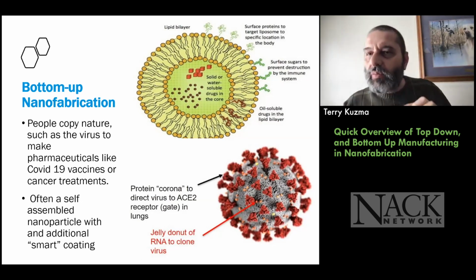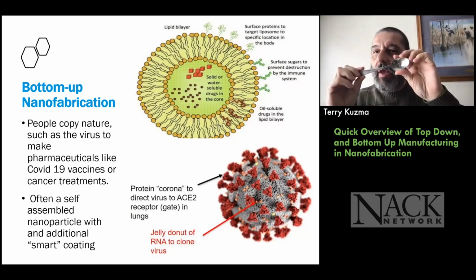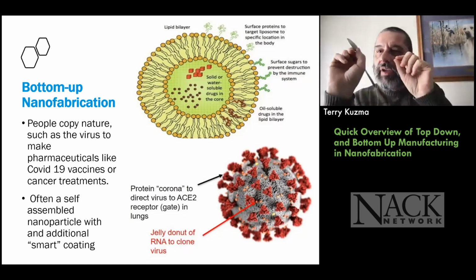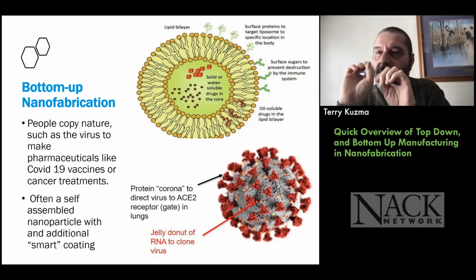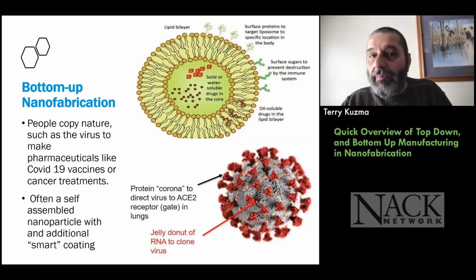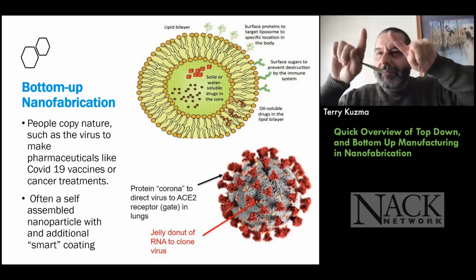So what we do is, if we put this into water, all the phosphates would point to the water and the tails would point in. And we would get what's called a micelle. So they would look like a star.